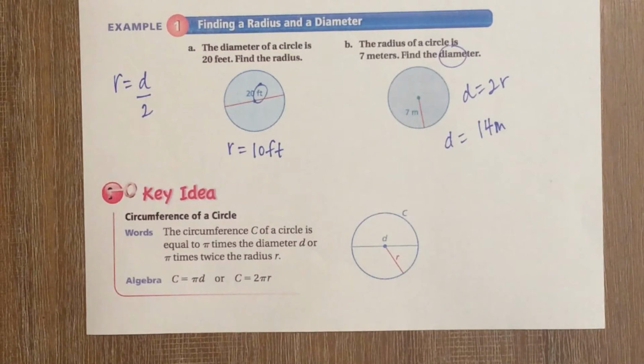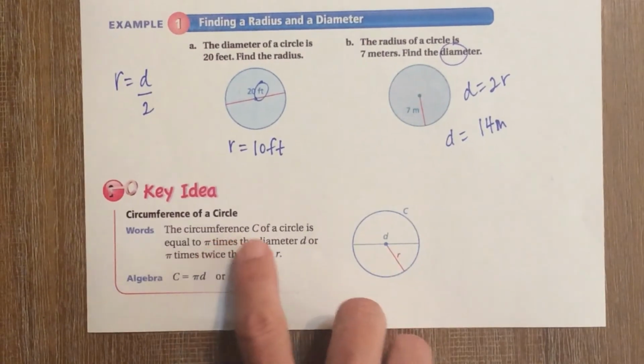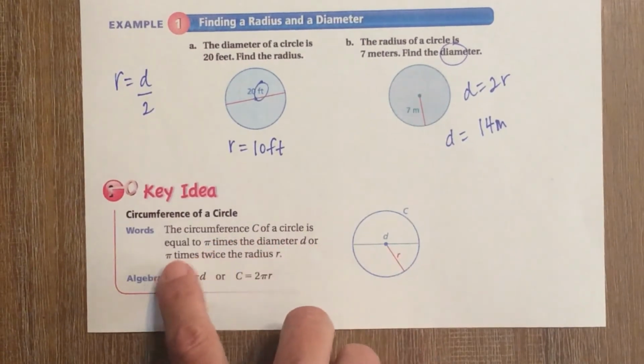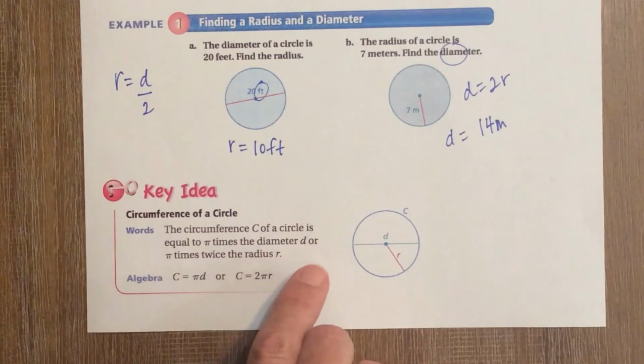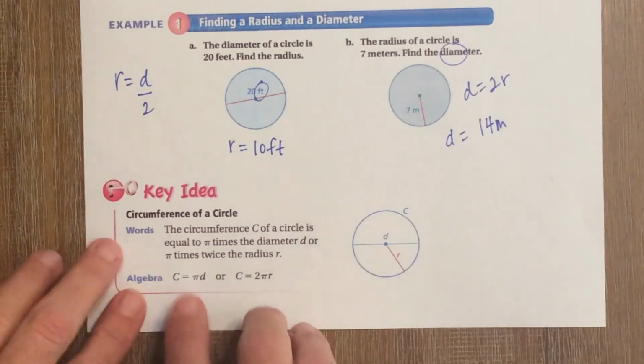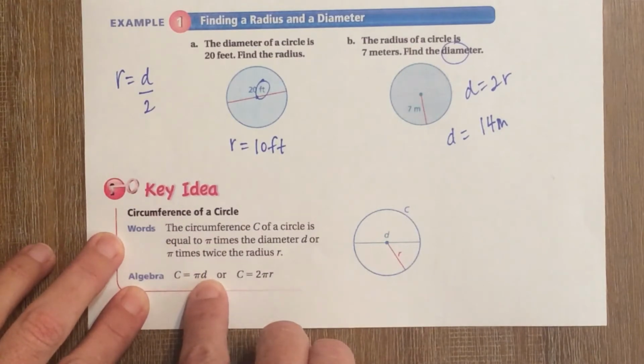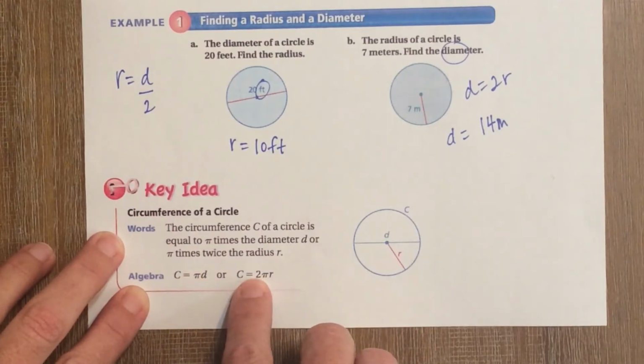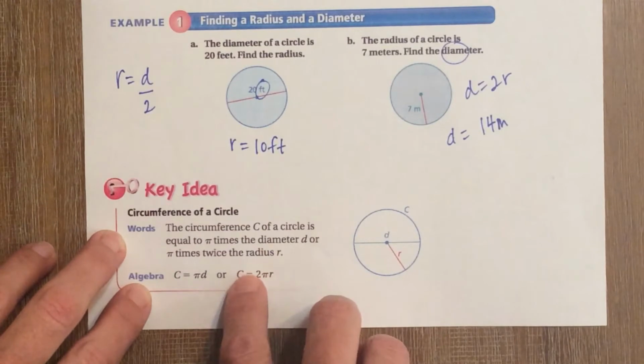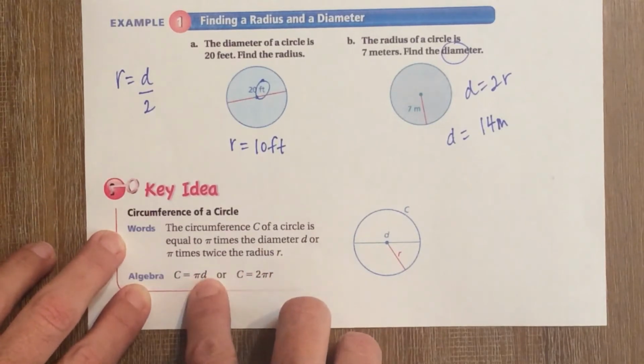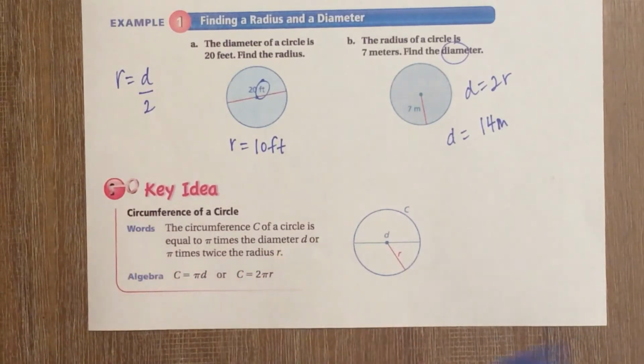So the circumference, which we represent with a capital C, of a circle is equal to pi times the diameter, or pi times twice the radius. So two formulas, but they're exactly the same because it's pi times d or pi times 2r, okay? Because 2 times the radius is equal to d. So they're the same thing. If you're given the radius, you can use this formula. If you're given the diameter, you can use this formula.